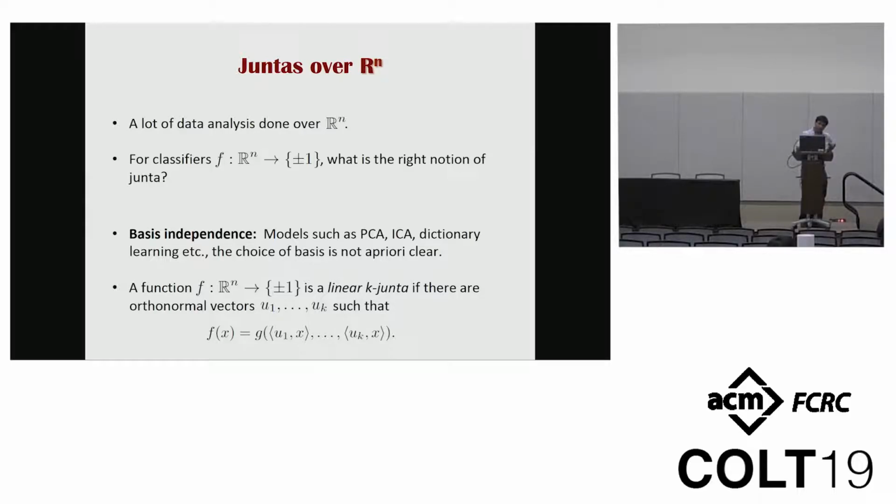So maybe a better notion of a junta when the domain is R^n is this one, which we introduced in this paper: the notion of a linear k-junta. A function on R^n is said to be a linear k-junta if the function just depends on a k-dimensional subspace. In other words, there are some k orthonormal vectors u1 to uk such that f(x) just depends on the projection of x on this k-dimensional subspace. So the function is still Boolean, okay?